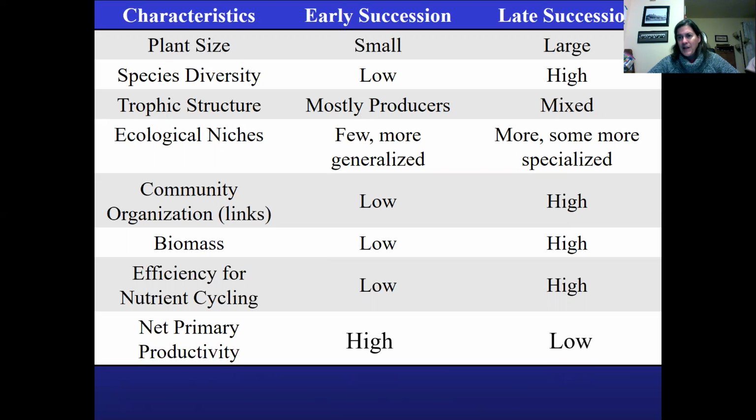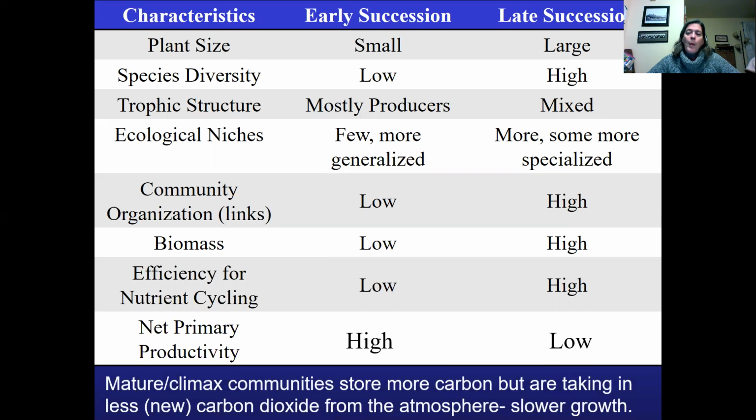And it's like that tree example from the previous slide. Your mature community, again, is going to be storing a lot of carbon because you have a lot of big trees, et cetera, but they're not growing as much. So they're not going to be pulling as much carbon. They're not going to be as productive as the early succession where things are really starting to take off.